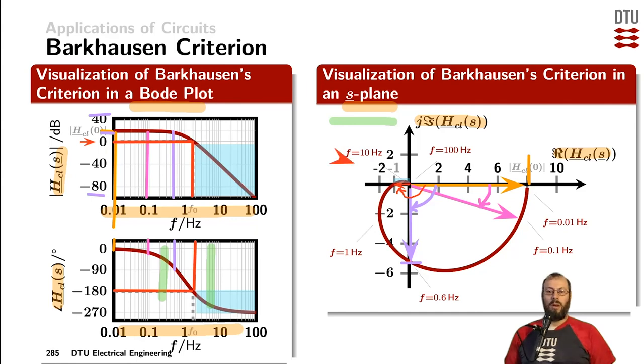For Barkhausen's oscillation criterion, the point where the transfer function is crossing minus one, that means on the logarithmic scale, we have 0 dB and minus 180 degrees, defines the frequency of our oscillator.